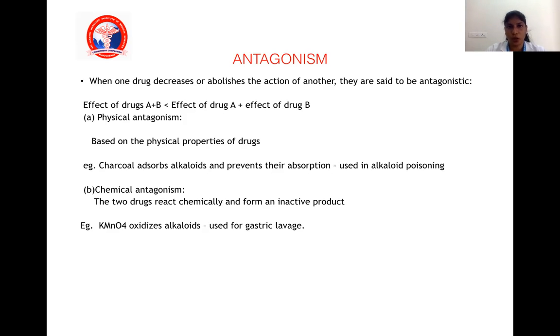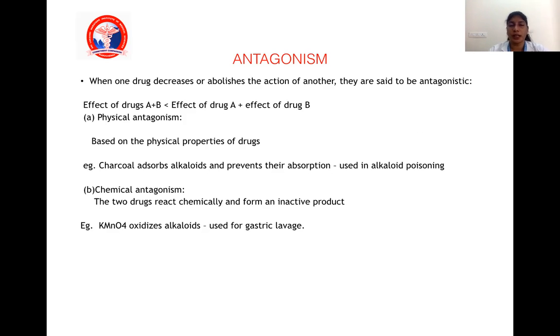So we are giving the charcoal, it will go and bind the poisoning component, whatever it may be, and prevent the absorption of the drug or whatever it is. Okay. So it is used highly for poisoning. This antagonistic property we are using for medical treatment.